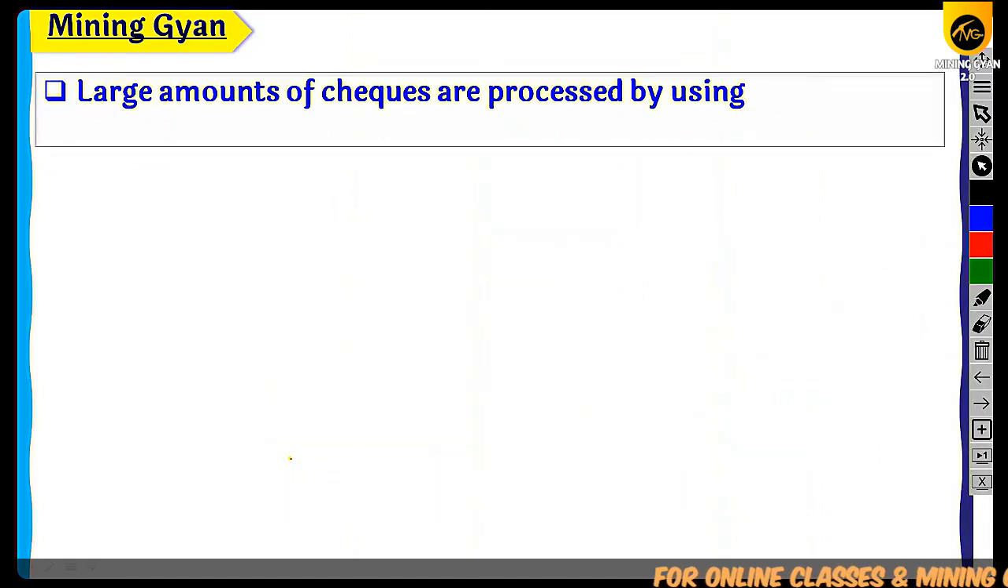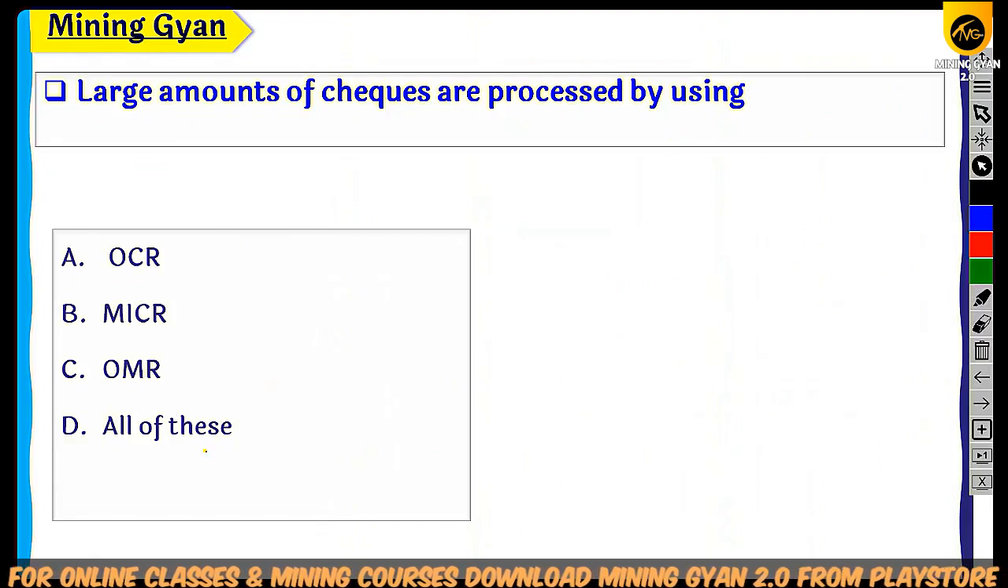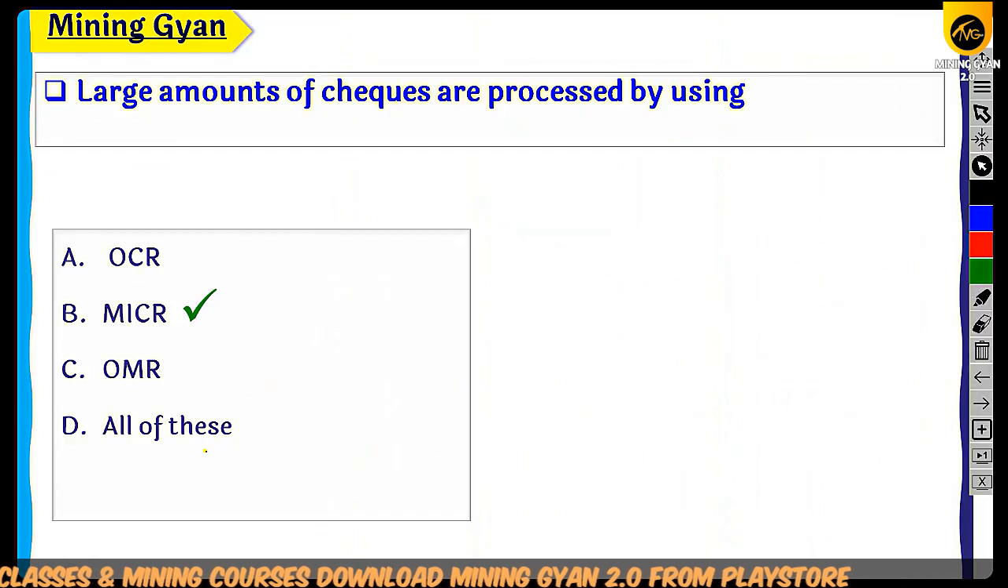Next question: large amounts of checks are processed by using OCR, MICR, OMR, or all of these. Basically, if there are a lot of checks, how do we process them? Which technology can be used to process a large amount of checks? Option B is the correct answer. Magnetic ink character recognition, MICR, is the device which can be used to process the large amount of checks in banking.